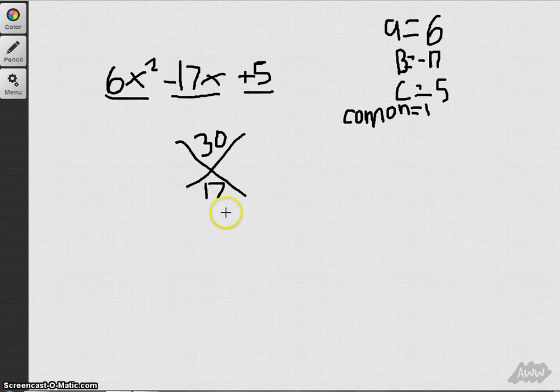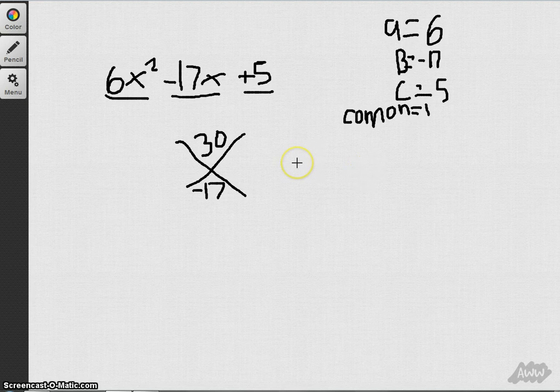So then you have to figure out another one, and this is a negative. So then that means that this would be a negative and this would be a negative. So 6 times 5 is another factor of 30, and if you add them, you get 11. So it's not 6 times 5.